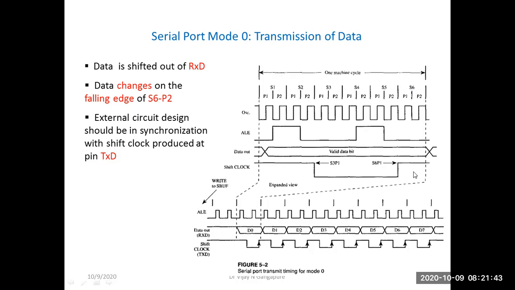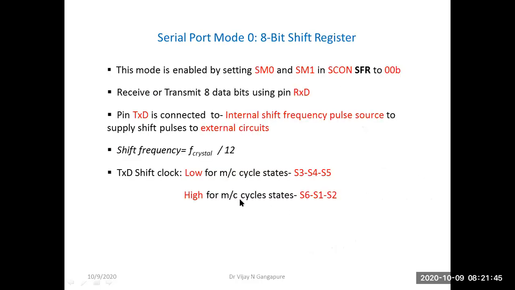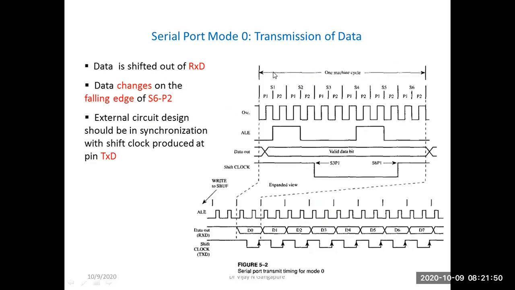It will remain high for S1, S2 and S6. So that is written here, it will be high for S1, S2 and S6, and it will be low for S3, S4, S5, that is during this time it will be low. In this way, this shift clock frequency will get generated on the TXD pin, which is connected to the circuit with which the 8051 is transmitting data with the RxD pin.